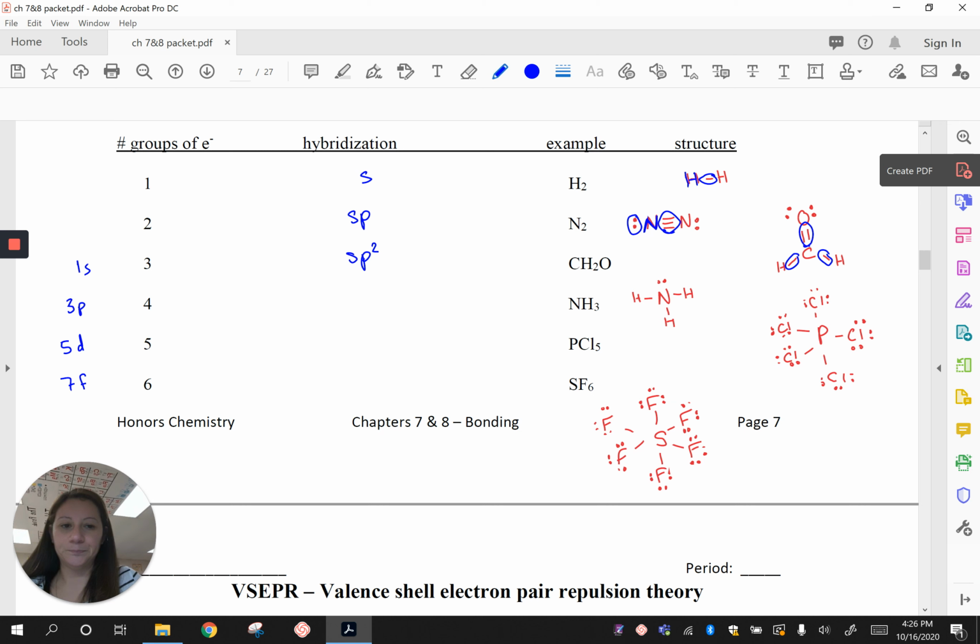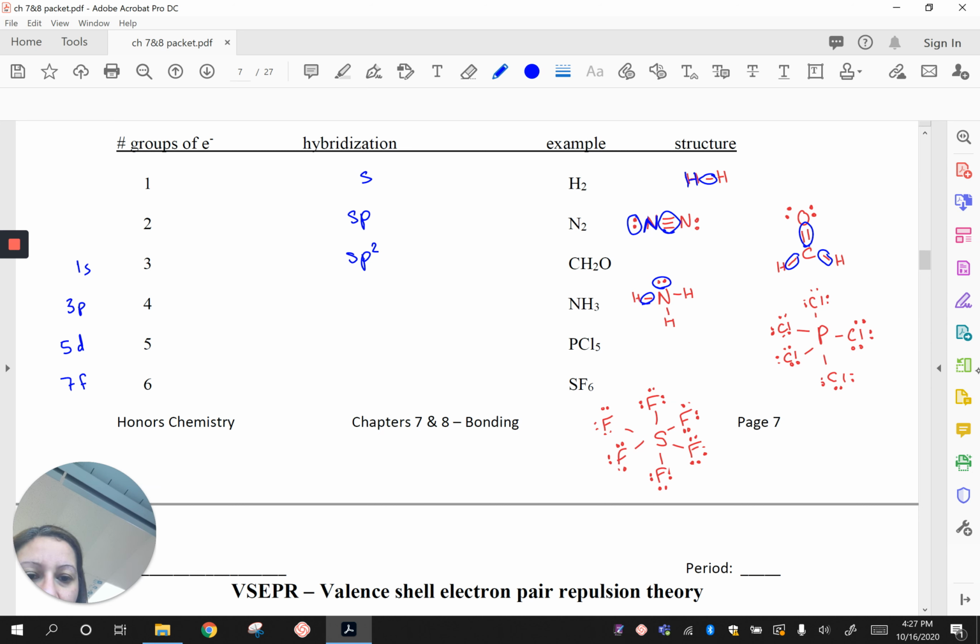sp2 hybrid. Let's look at ammonia, NH3. Here the nitrogen is our central atom, and let's count how many areas of electrons are around that nitrogen. There's 1, there's 1, there's 1, and there's 1. That's a total of 4 areas of electrons. That means 4 orbitals mixed together. 1 is an s, and then the other 3 are p's. So sp3.